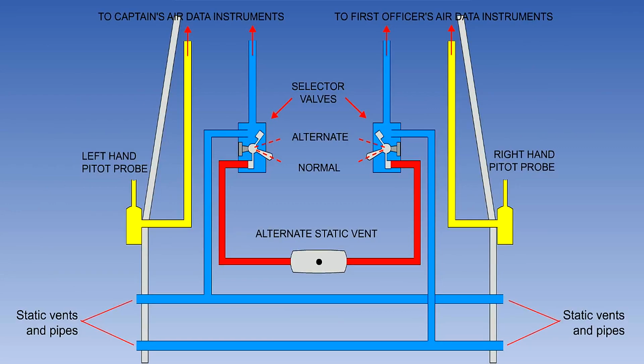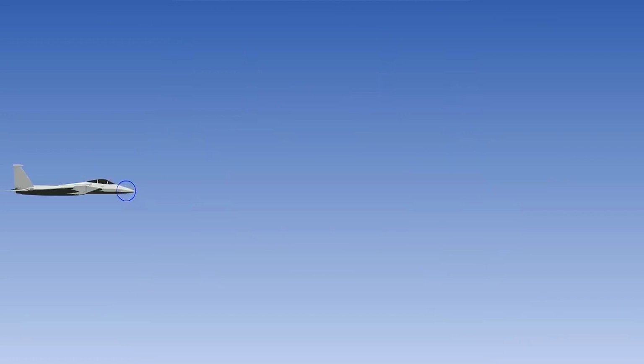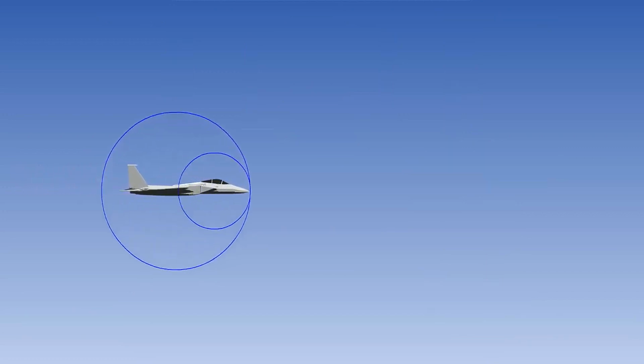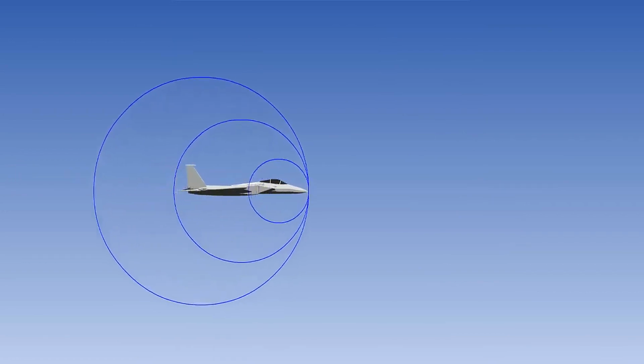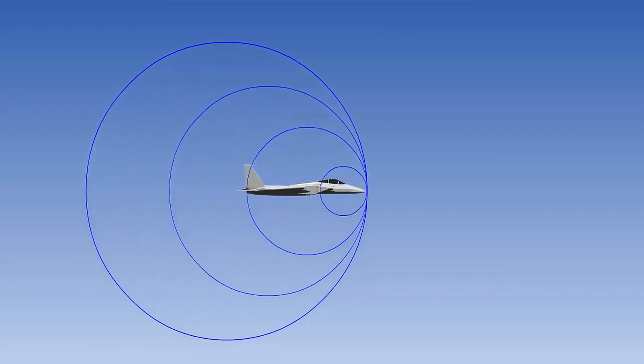It is usual to have two interconnected static vents, one on each side of the fuselage, to ensure that any errors produced by side slipping or yawing are minimized or balanced out. Duplication also reduces the chance of the system becoming blocked. However, static vents are not suitable for every aircraft.